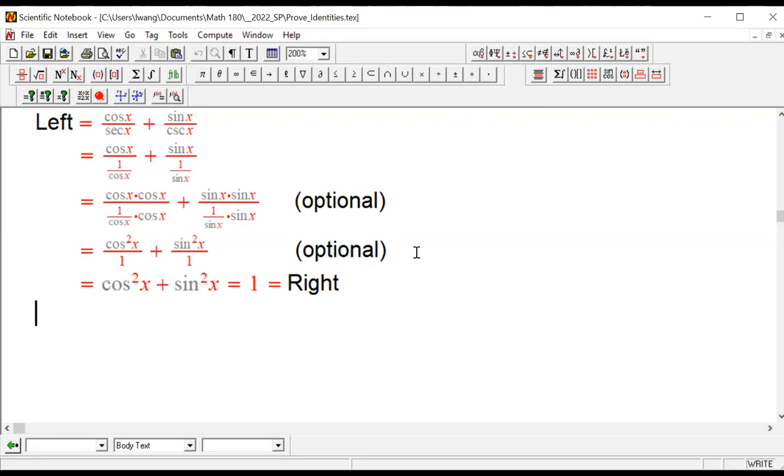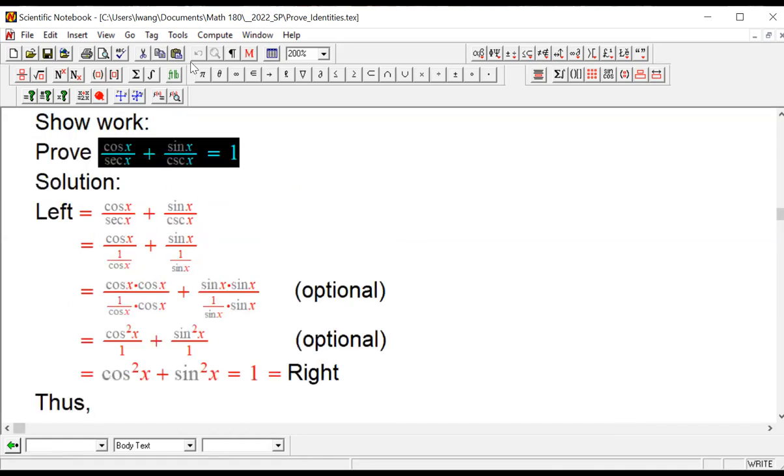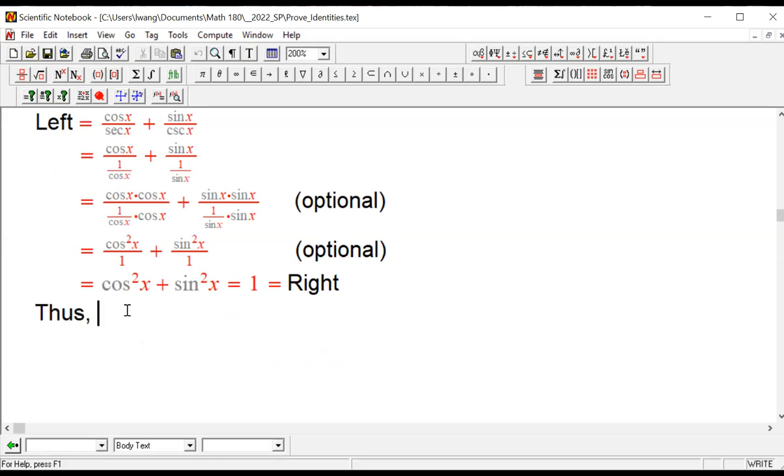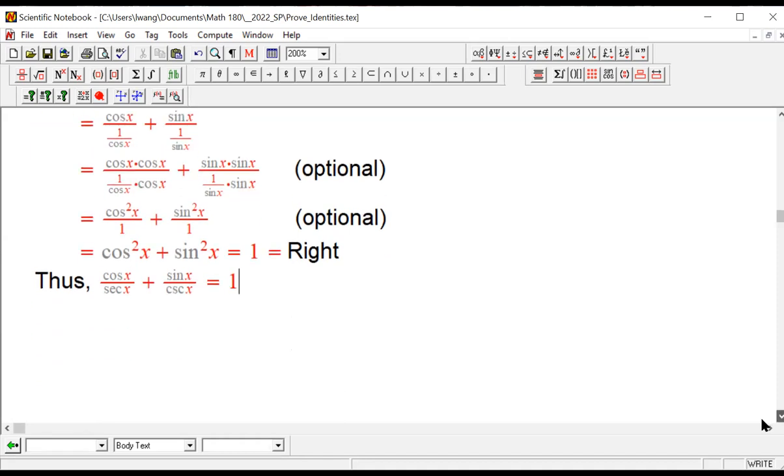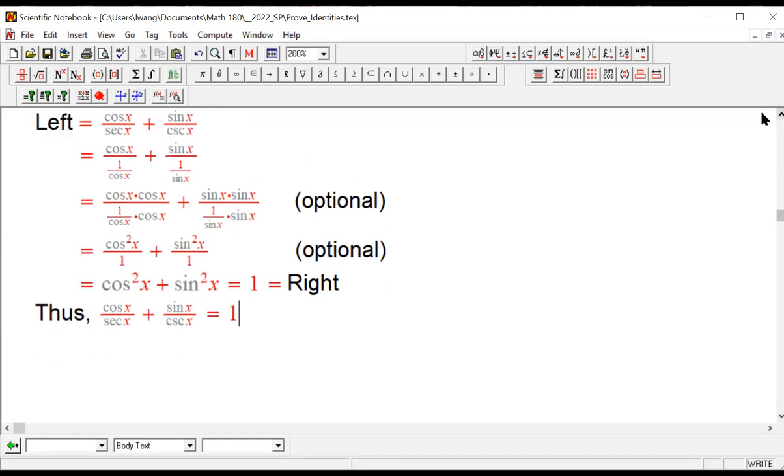Okay. All right. So thus it's proved. You see, we always have a closure. This is the question to be proved, and I start from the left and end up on the right. Therefore, it is true. So that is the logical flow of working with this kind of question.